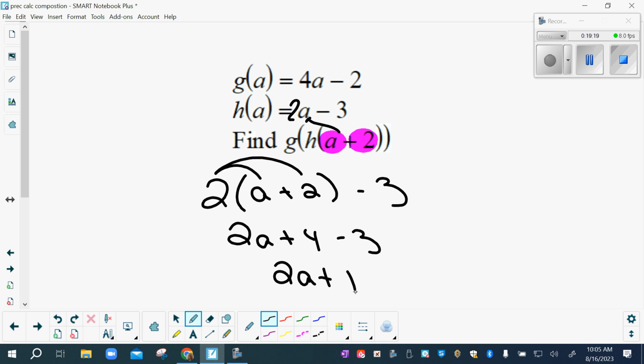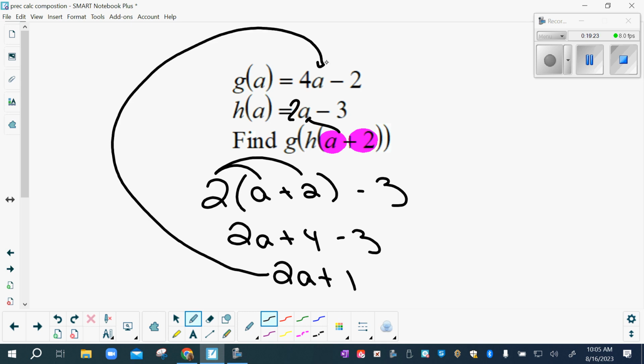And now I'm going to take this and plug it right back in here. Is it hard? No, it's fine. I just didn't want you to freak out when you saw, wait, it's not just a letter, it's a letter and a number. That's fine. Just shove them in there, right? So I'm going to go ahead and say 4 times 2a plus 1 minus 2.